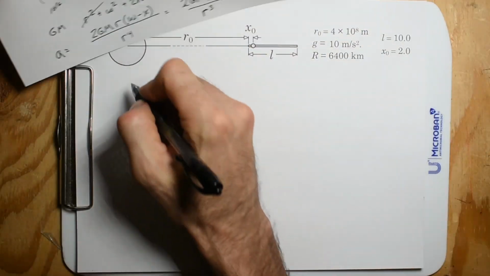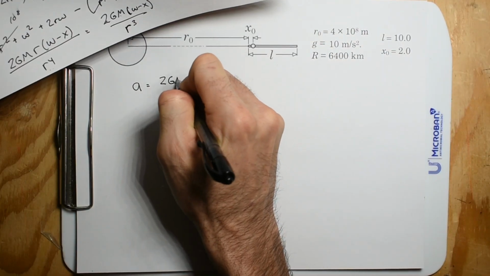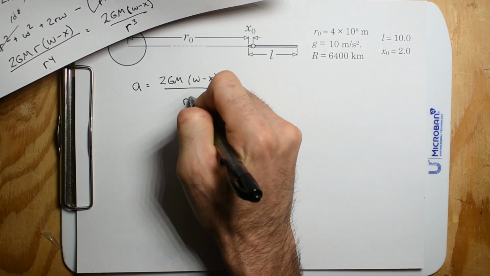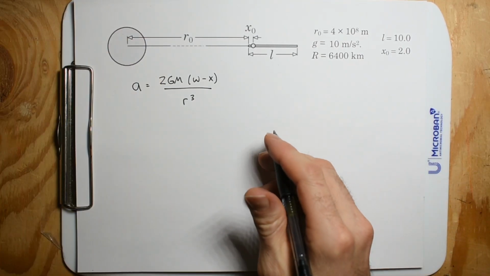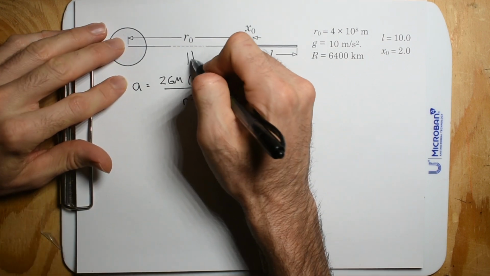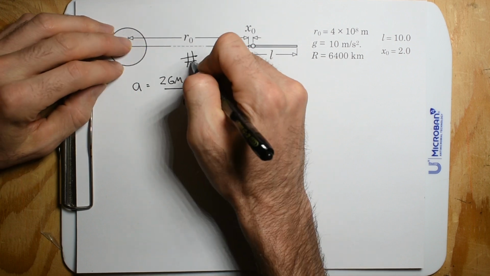We can't do without them, but all those other terms we could surely do without. So I'm going to rewrite this. We have acceleration is 2gm (w minus x) over r to the 3rd. Now we still have to do something with this. What we have to do with it is use the kinematic equation. Like I said, I'm just going to assume that this is a constant.